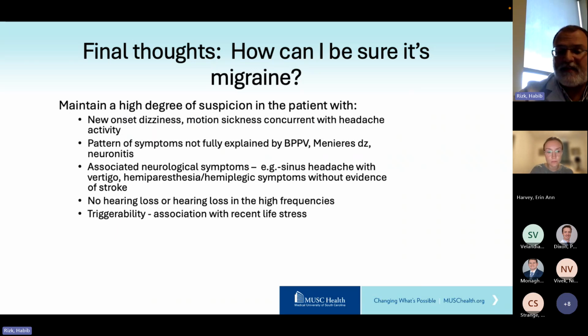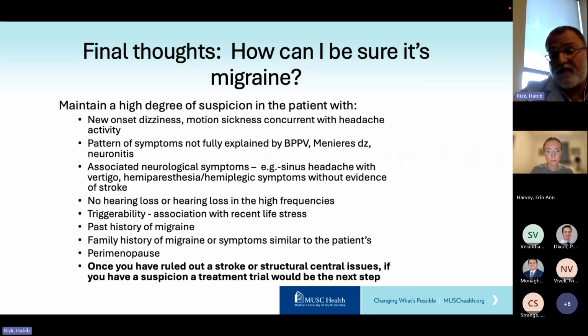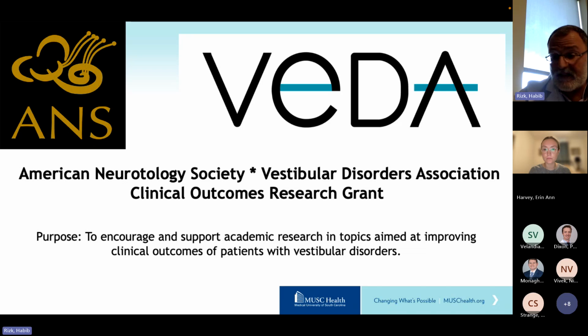Triggerability, association with recent life stress or weather changes. Past history of migraine, a family history of migraine or symptoms similar to what the patient is describing. Perimenopause. And once you have ruled out a stroke or structural central issues, if you have a suspicion, a treatment trial would be the next step. And getting comfortable prescribing those medications is fairly easy. These are medications that you can start at low doses. They have some side effects that you need to be aware of, but most patients are able to tolerate them and have excellent results. This is the end of my talk.